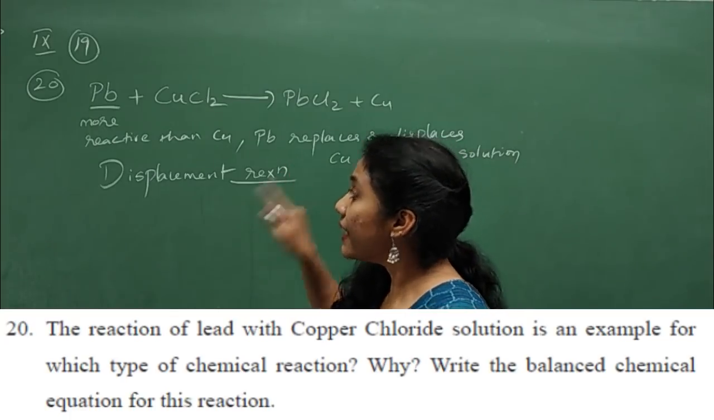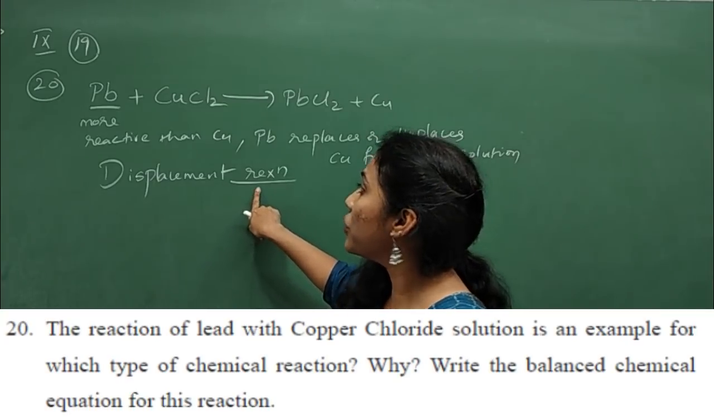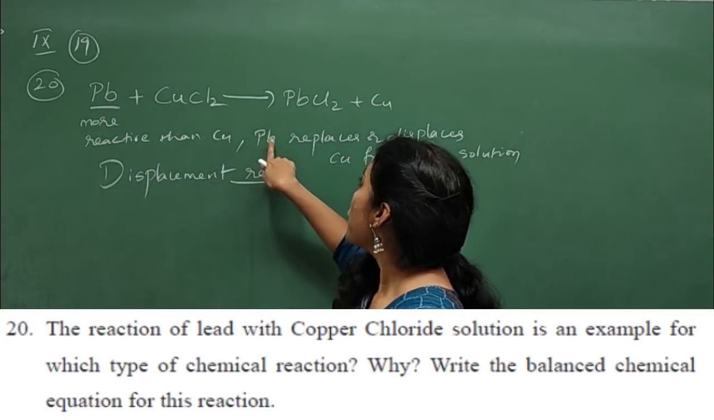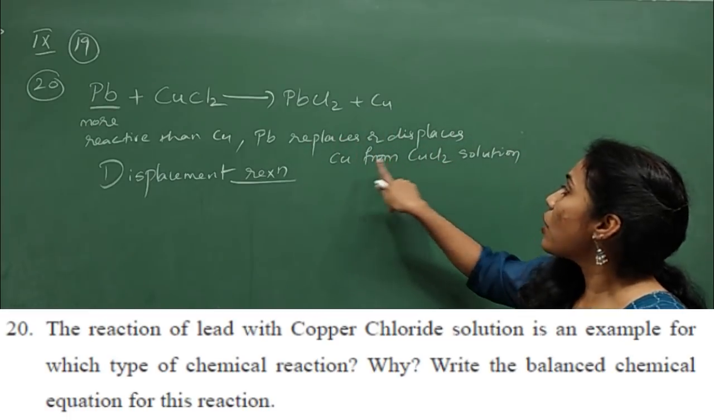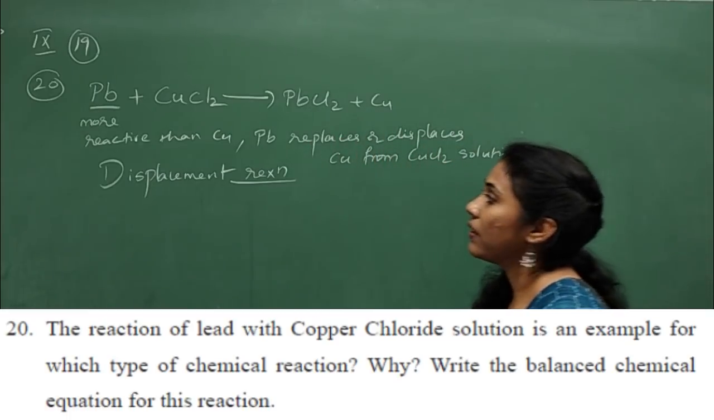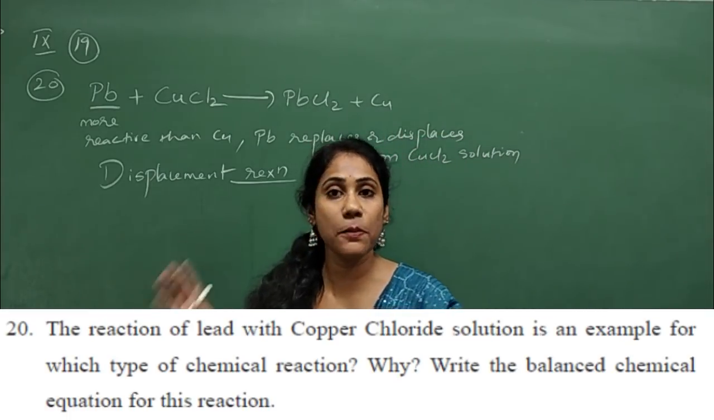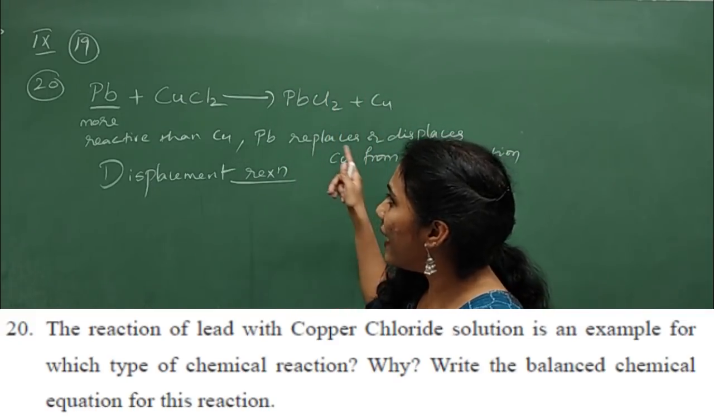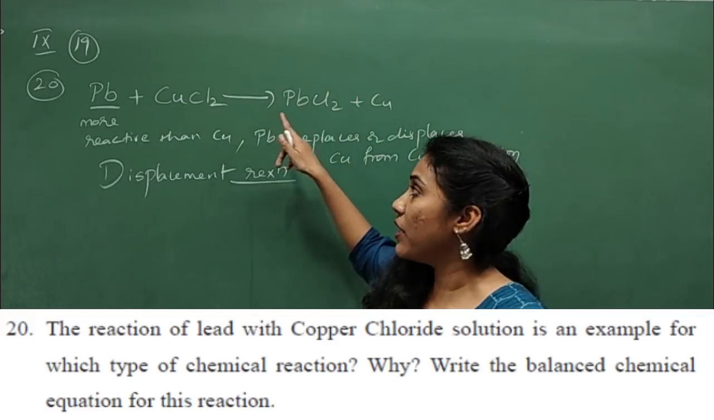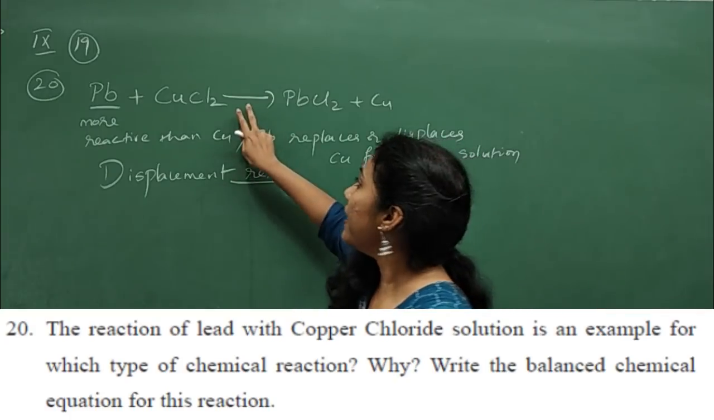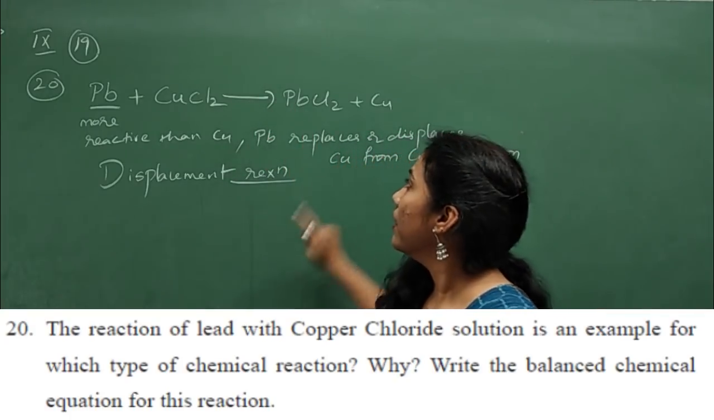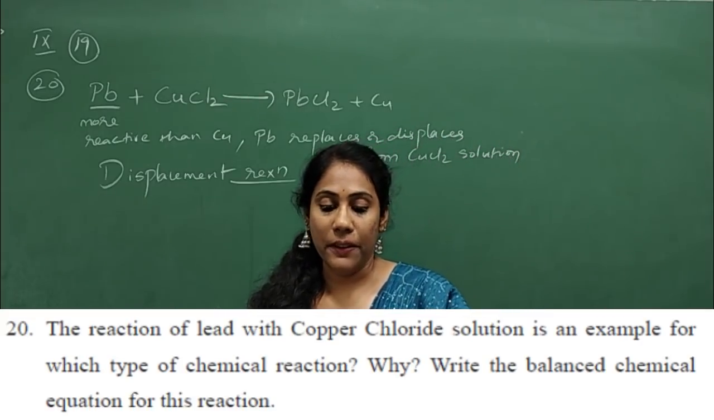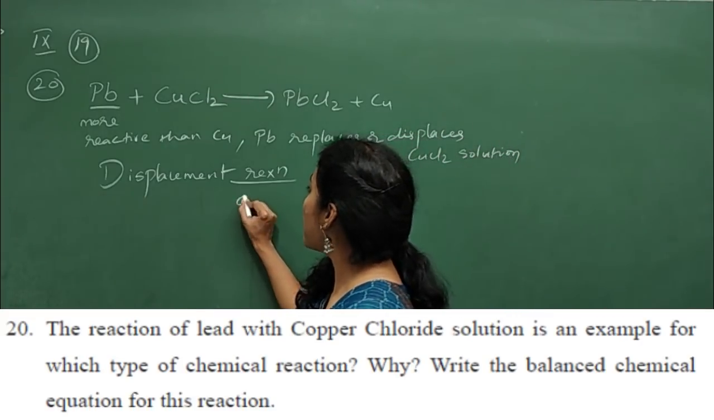So first you have to mention the type of reaction is displacement reaction. Then you write the reason. Why did you call displacement reaction? Because lead is more reactive than copper. So lead displaces copper from copper chloride solution. Okay, so that is why you are calling this as displacement. And then write the balanced equation. Okay, so and once you have written the equation, don't forget to check whether the equation is balanced or not. Now here this is a balanced equation. Clear?